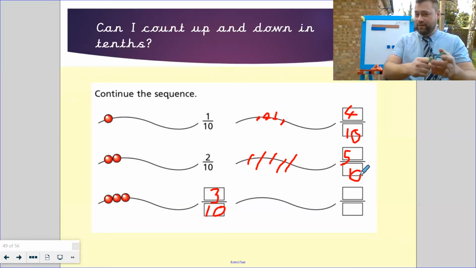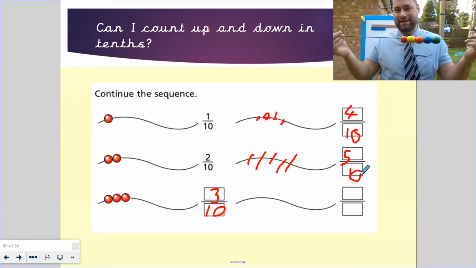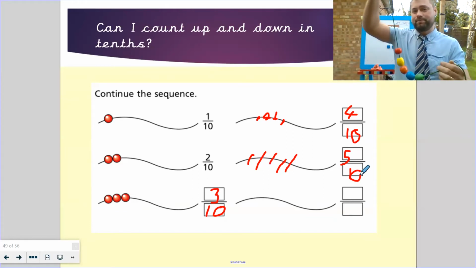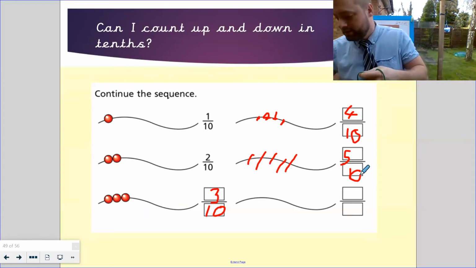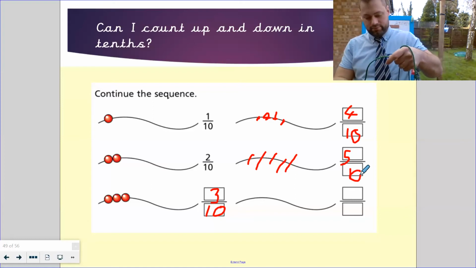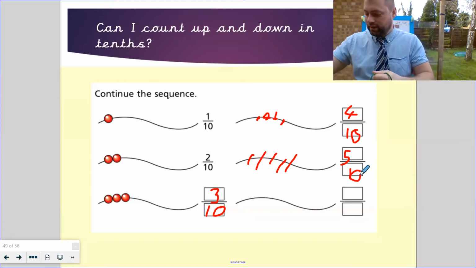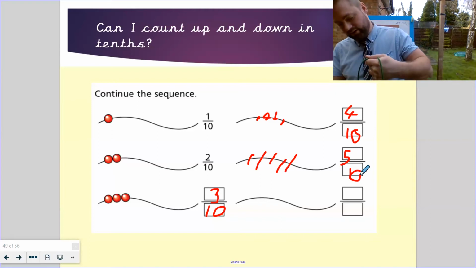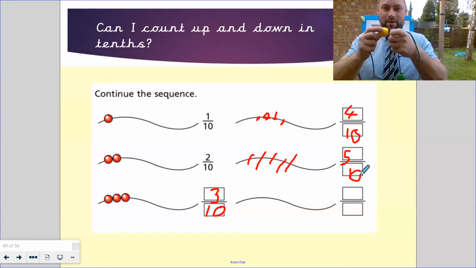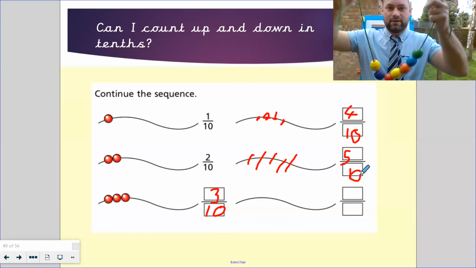And now, for the last one, I'm not going to just add 1/10. I'm going to add 2/10 to this one. Got a purple bead here, and I'm going to add another yellow one as well. So here are my 2/10 that I'm now adding to my string.